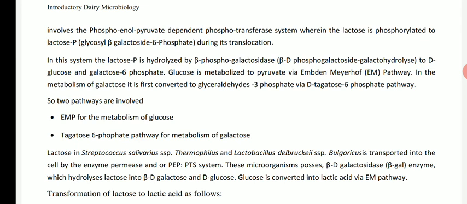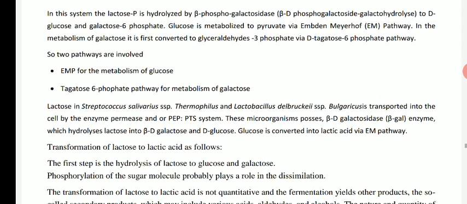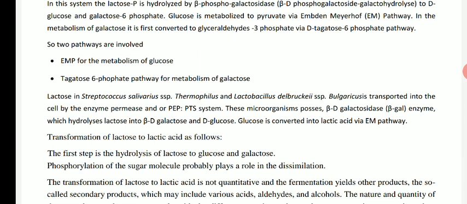Glucose is metabolized to pyruvate via the EMP pathway, and in the metabolism of galactose, it is first converted into glyceraldehyde phosphate via the D-tagatose 6-phosphate pathway. So two pathways are involved in this lactic acid fermentation: EMP for metabolism of glucose and the tagatose 6-phosphate pathway for metabolism of galactose. These are the two pathways that actually convert the principal milk sugar, lactose, into lactic acid.